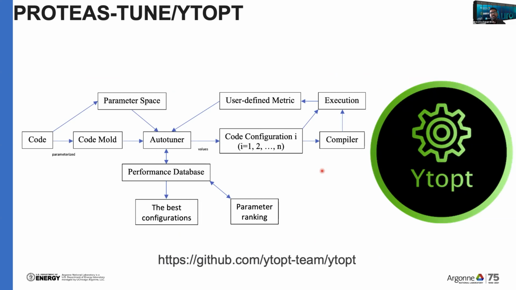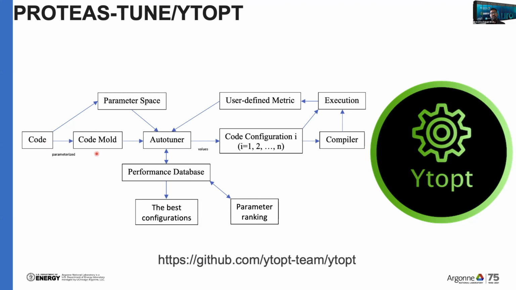Formulation is one thing, but solving that optimization problem, it belongs to, as I mentioned, mixed integer nonlinear optimization problems without derivatives. So we cannot use any derivative-based optimization. To that end, within the PROTEAS-TUNE project, we have been developing this software called ytopt. The workflow of ytopt is shown in this figure. So we start from a code. The code could be a kernel, a library, or an application that we want to optimize. And we transform that code into a code mold.